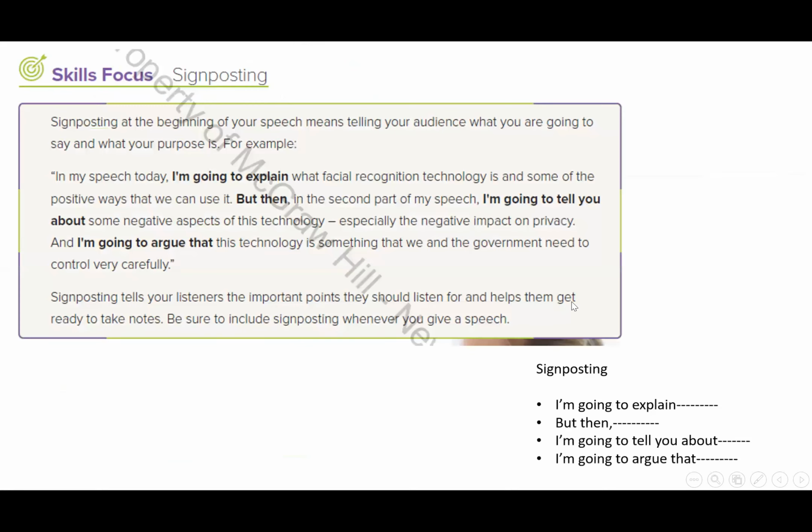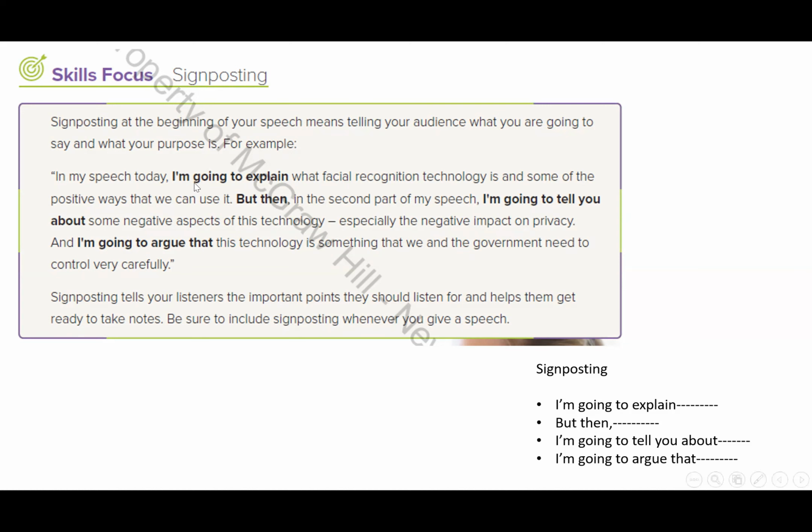Let's go on. Now, skills, focus, or signposting. Signposting at the beginning of your speech means telling your audience what you are going to say and what your purpose is. The signposting clarifies what you are going to say and what the purpose of your speech is.